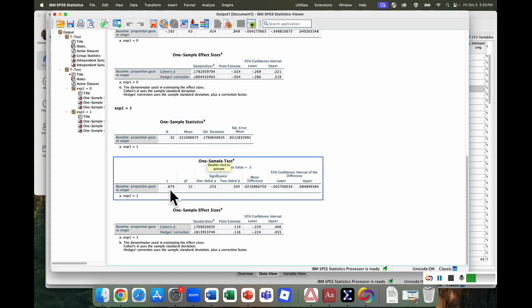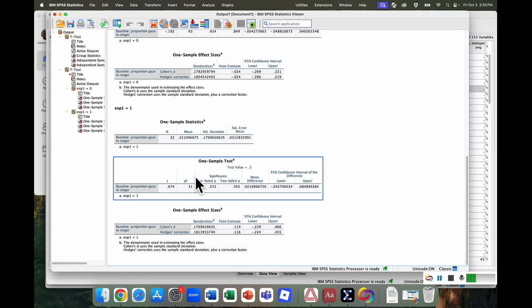So we have a t-value of 0.674. That's a pretty small t-value. So it's not surprising that when we look at the two-sided p, it is 0.505, which is substantially higher than the alpha level of 0.05 that would indicate significance. So this is not significant.